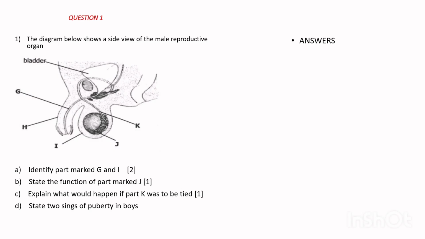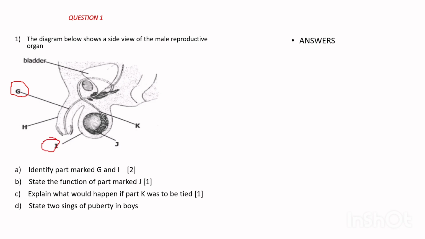Okay, the first exam past paper question. Question 1. The diagram below shows a side view of the male reproductive organ. Question A. Identify the part marked G and I. So we go to the diagram, we locate where part G is. Our part G is here. Where is our part I? Our part I is here.